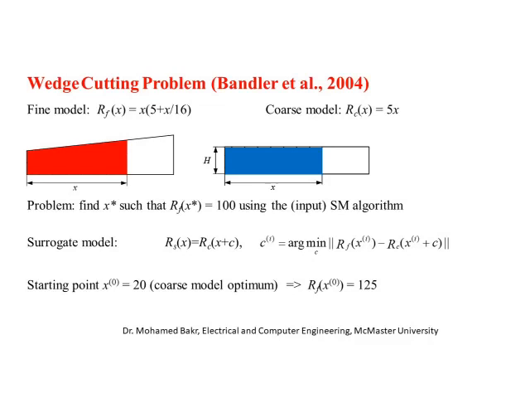So here this problem is called the wedge cutting problem. It was introduced in 2004 by Bandler and Koziel and used by others as well. The idea here is this is your fine model, this is your coarse model. So the length x is your parameter. So you give your solver x, and the output from the solver is the area corresponding to x, which is shown here in red color.